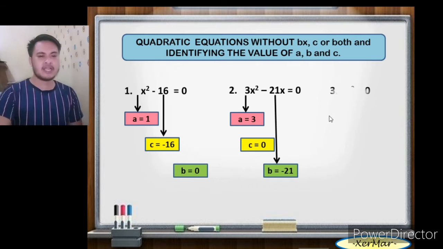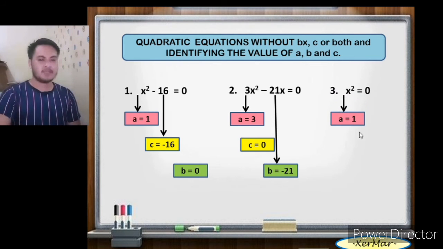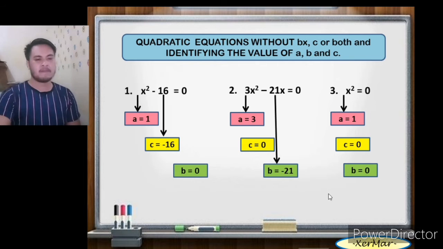Next, number 3. x squared equals 0. Oh, we don't have a linear term and constant term. So we only have the quadratic term, and the value of A is 1. Okay, good. So 0 are the values of C and B.